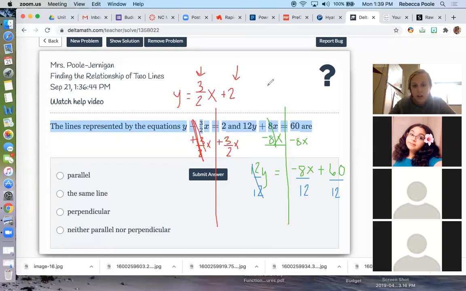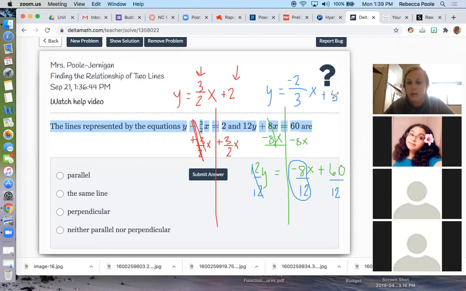All right, so now we just got to simplify. So y equals, can we reduce 8 over 12? Yes. What's the biggest number that goes into both of those? 4. Good. So if we divide 8 by 4, do y'all agree we get negative 2 because it was negative? Yeah. And if we divide 12 by 4, what do I get? 3. Okay. And then 60 divided by 12 is?